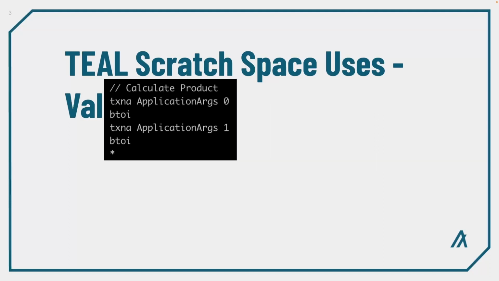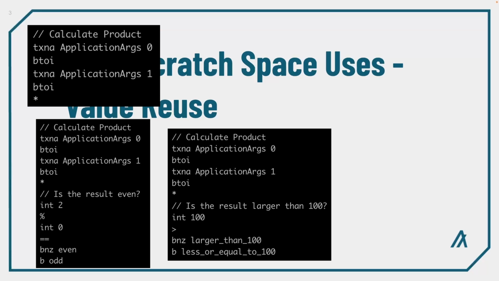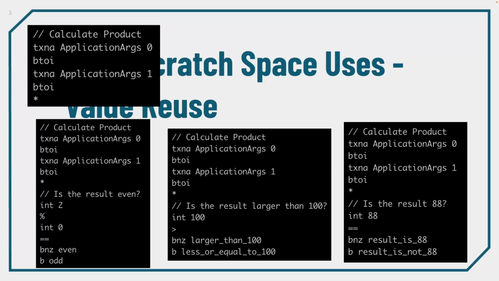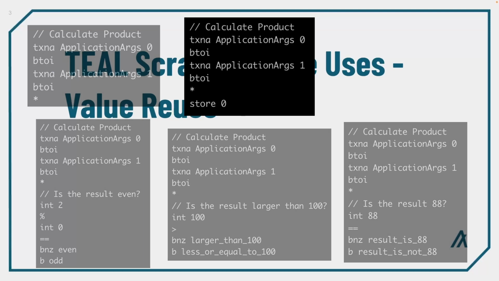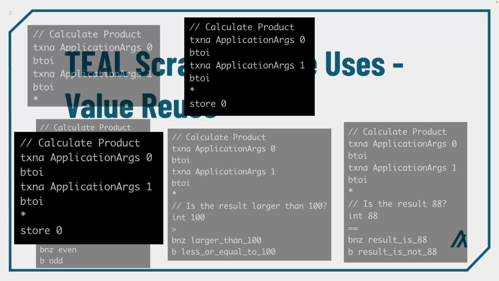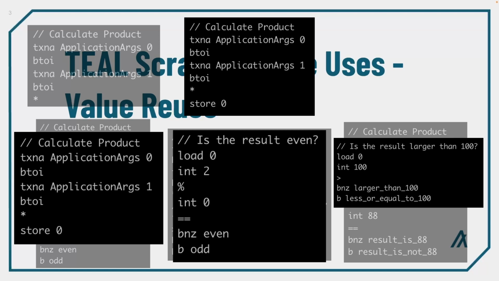We may want to perform checks such as, is it even, is it larger than 100, and is it equal to 88? To do this, we can store the result in scratch space after we first calculate it and whilst it's still on the top of the stack. Then, each time we need it, we can simply load the value from scratch space, which places it back on the top of the stack. Now when we check, is it even, is it larger than 100, and is it equal to 88, we don't have to perform the calculation each time.